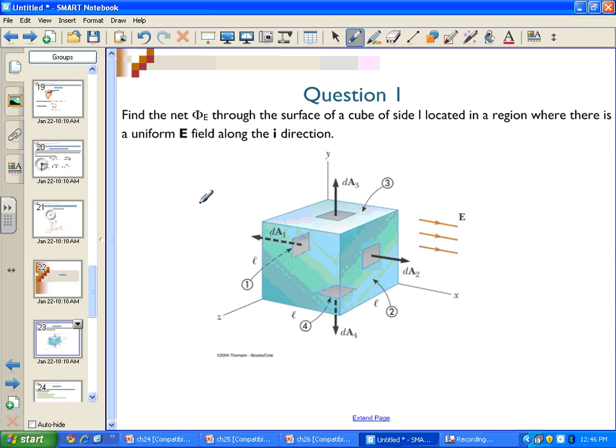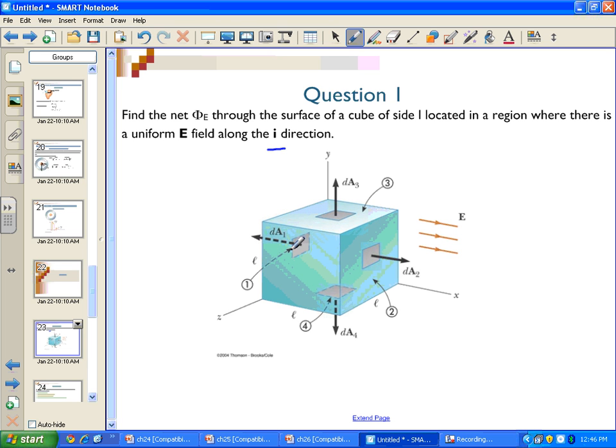Question 1 asks us to determine the net flux through the surface of a cube which has sides L and is located in a region where there is a uniform electric field along the i-hat direction. Well, of course, we know the cube has 6 faces. They're showing us 4 of the cube's faces.